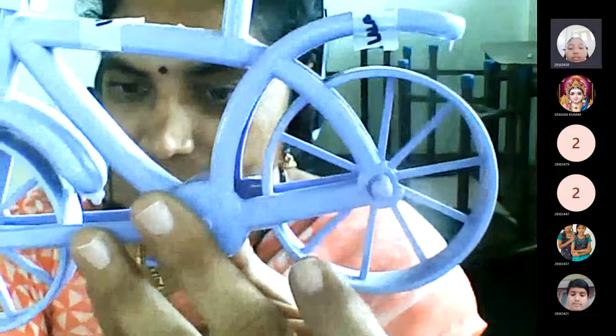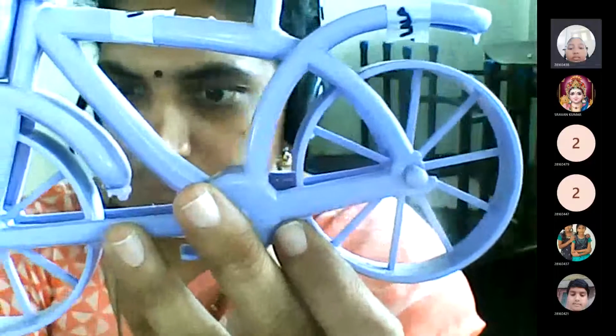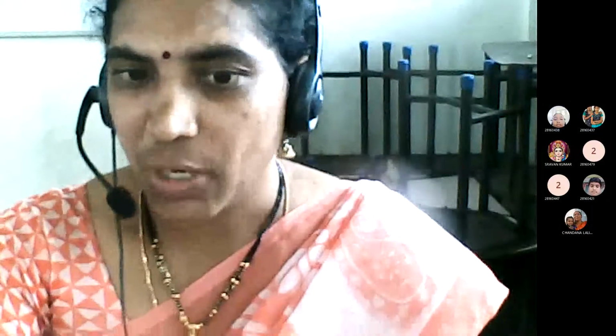How do you come to school? I come to school by auto. Okay, by auto. Kathleen, how do you come to school? I come to school by cycle. Okay, by cycle. So, Chandana, here is a picture of a cycle for us. What shape do the wheels of this cycle resemble? The wheels of a cycle resemble a circle shape.